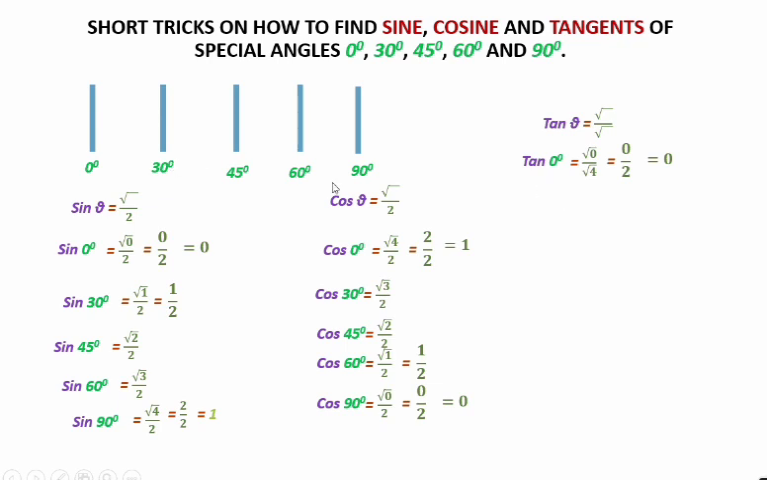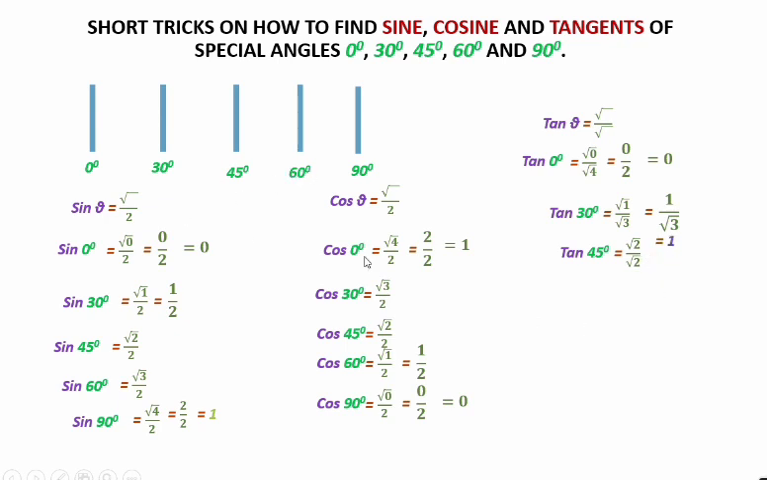So let us look at 30 degrees, then tan 30 degrees. For tan 30 degrees, we have just 1 bar to the left and 3 bars to the right. So we're going to have root 1 over root 3. So that's equal to 1 over root 3. So for tan 45 degrees, we have 2 bars to the left and 2 bars to the right. So that's going to be equal to root 2 divided by root 2, which is equal to 1.